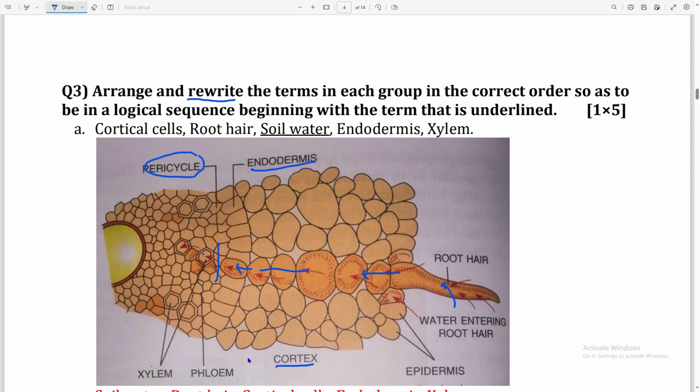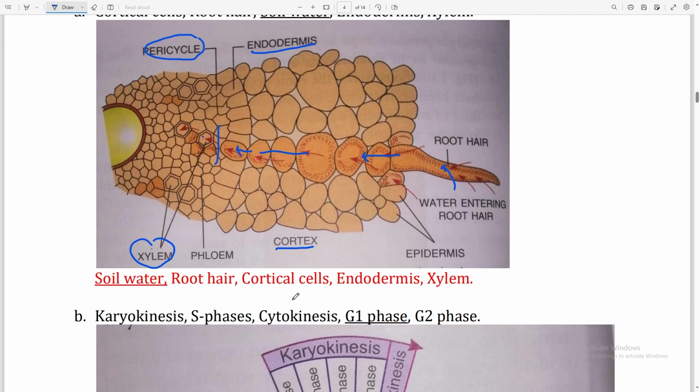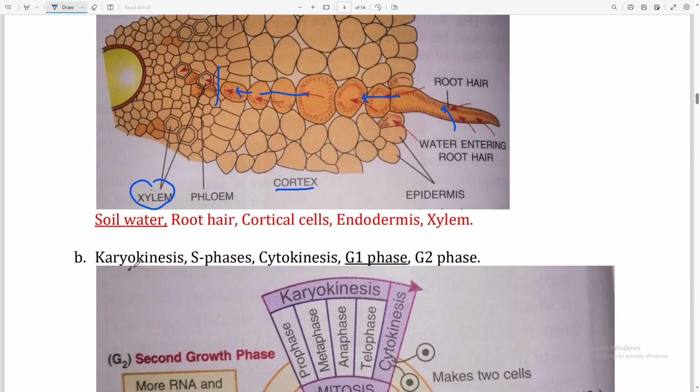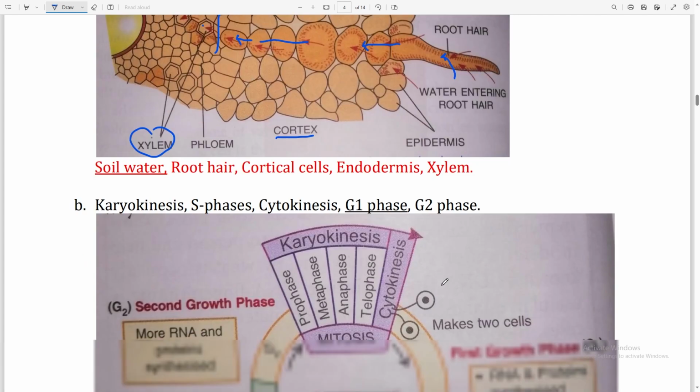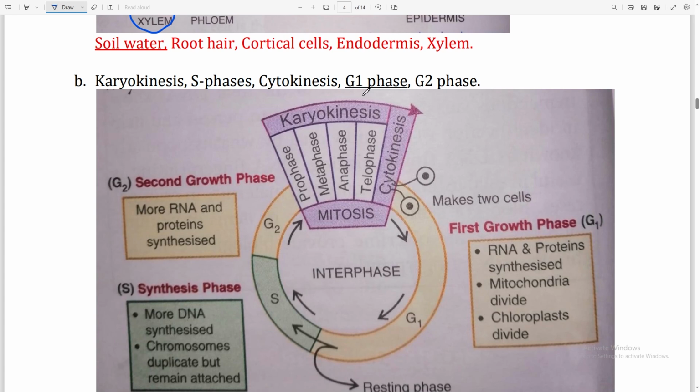Then this is the xylem. After pericycle, the xylem comes. So find the answer: soil water, root hair, cortical cells, endodermis and xylem. Next question is karyokinesis, S phase, cytokinesis, G1 phase, G2 phase. First comes the G1 phase because this word is underlined.